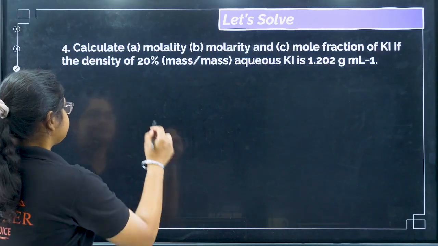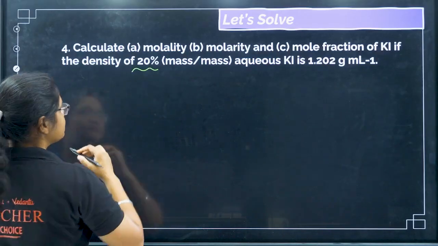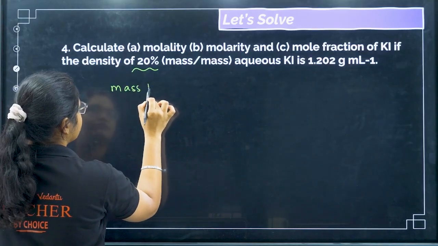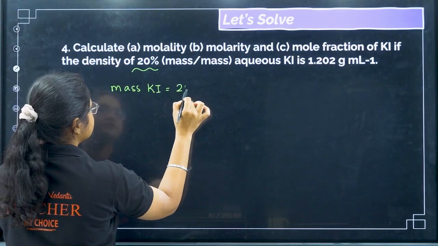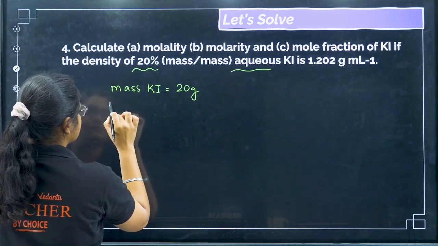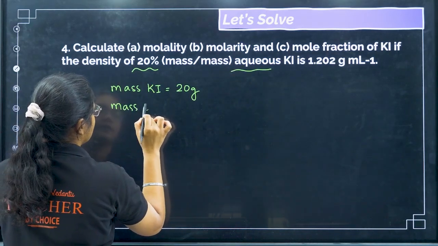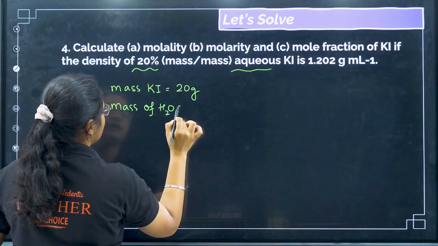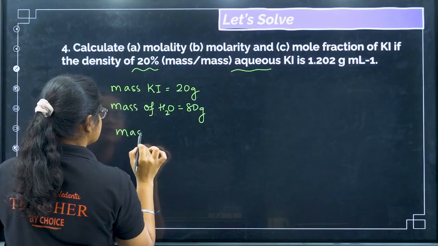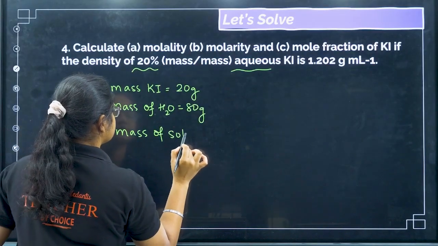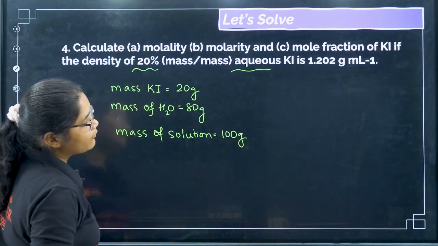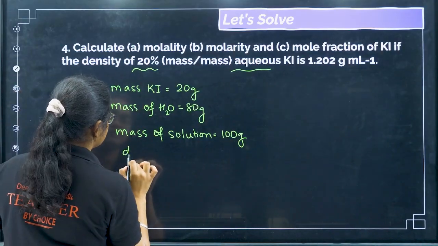First of all, 20% means what? The solute is KI, so the mass of KI is 20 grams. Aqueous solution means the rest is water, so the mass of water will be 80 grams. Next, what data do I have? I have the mass of solution. Since it is 20%, the mass of the solution is 100 grams. And next I have the density of the solution.